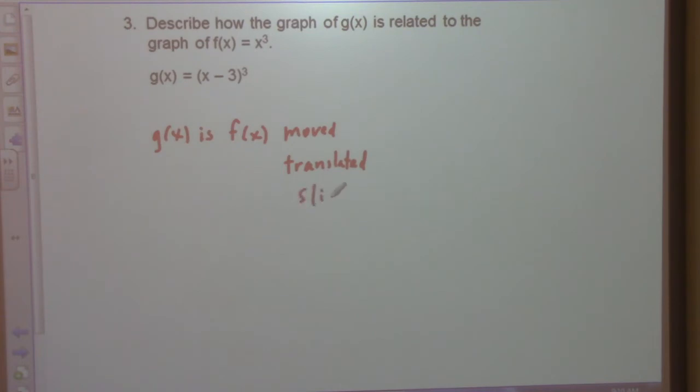Slid, okay, whatever it is, fill in the word. Translated is the more classically, conventionally accepted word in algebra, but it'll be 3 units to the right.